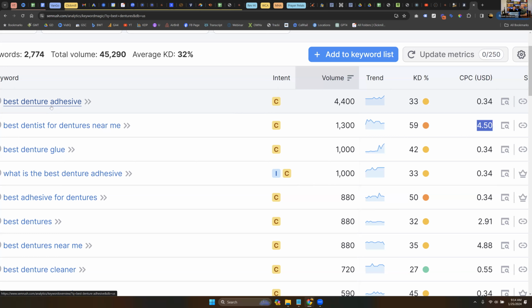Okay, so we come in here. We're noticing right off the top, best dentures, best denture adhesive comes up. So, okay, we're getting a little educated, but let's come down here. Let's actually look at best dentures. These are people looking, most likely, for what brand of dentures are the best.